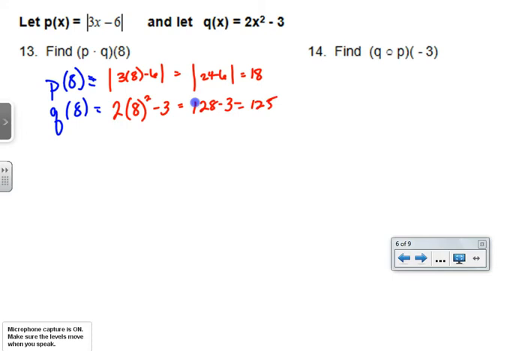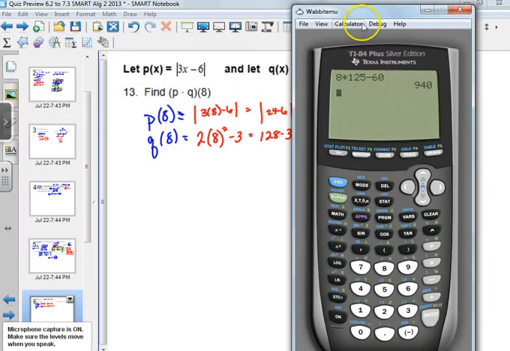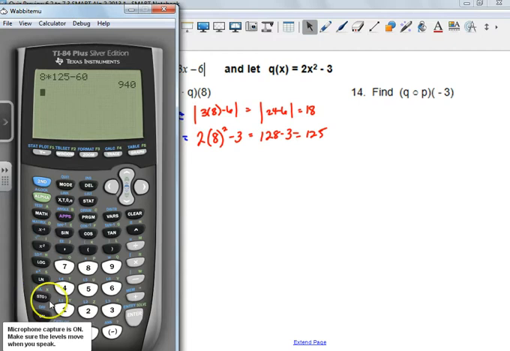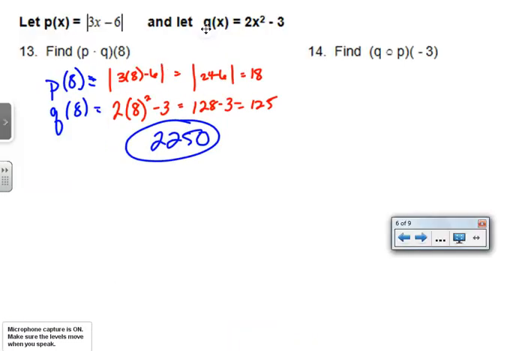And again, I'm not feeling like I'm going to do this correctly without my calculator. I already forgot it. 18 times 125, 2250. Okay. I will not take your calculator away from you. It's perfectly fine to use it on those operations.